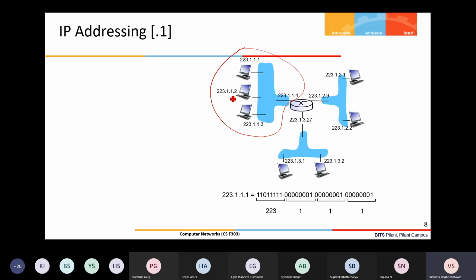223.1.1.1, and this is 223.1.1.2, 223.1.1.3. And this router interface also requires an IP address, which is 223.1.1.4. So what is common in that? All these addresses belong to this range, or you can say this subnetwork, where these 24 bits of the address are common.